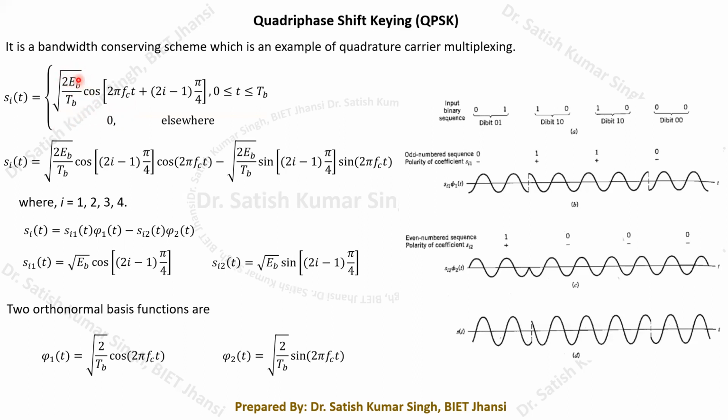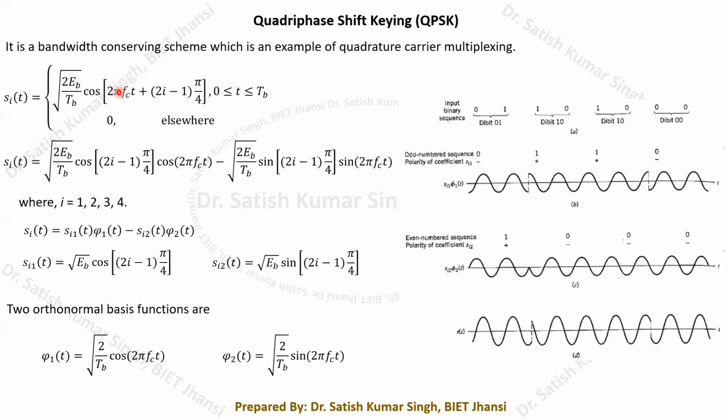Okay, we have already seen that this can be further written as root EB, root 2 upon TB cos, then this function. So this is our bit energy. It is a bit energy. During this bit, whatever carrier we are sending, it is the energy of that particular carrier. Now we can see this expression represents a cosine function, and this particular carrier has its frequency equal to FC.